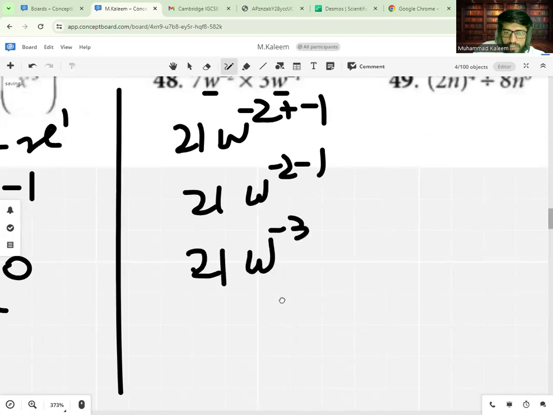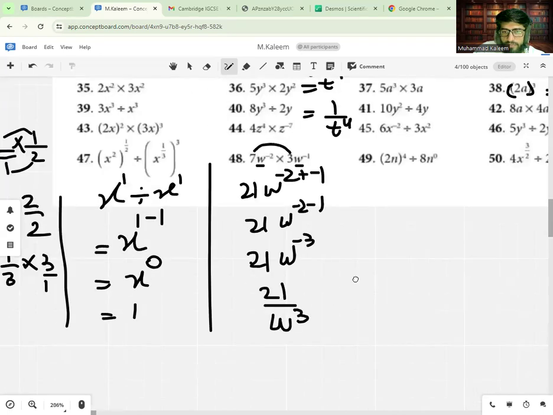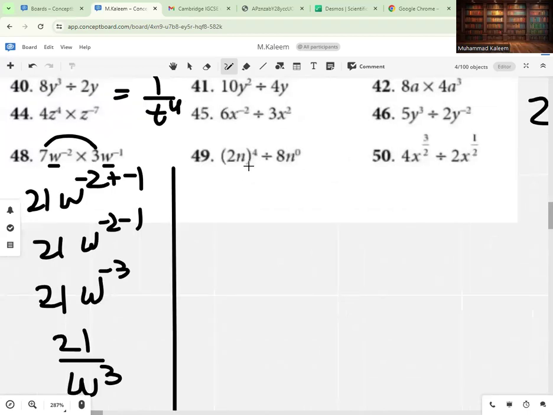We can consider this one as the answer, but I prefer to write my answer with a positive index. So how can we convert this into a positive index? We just have to take this into the denominator, so it will become positive. So w raised to the power of 3. That's all. Next, we have this question.